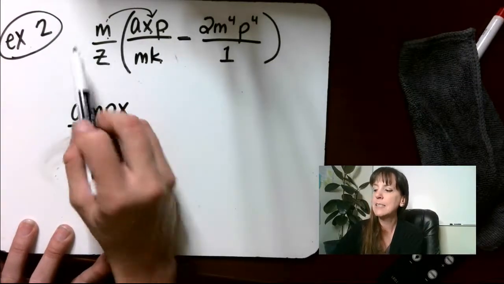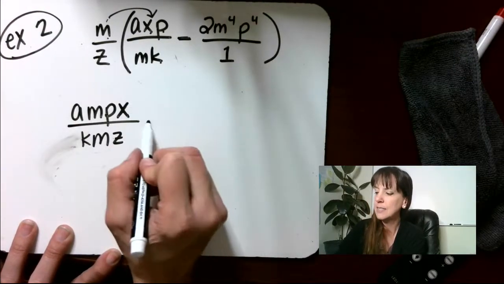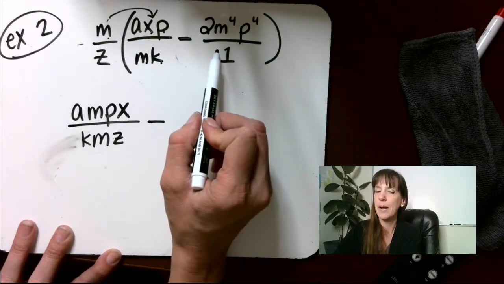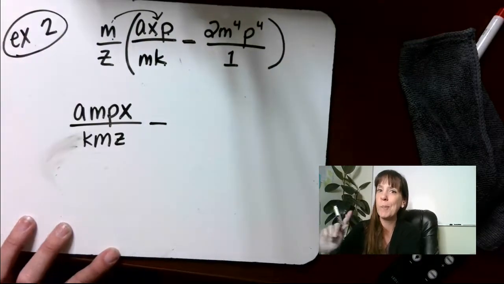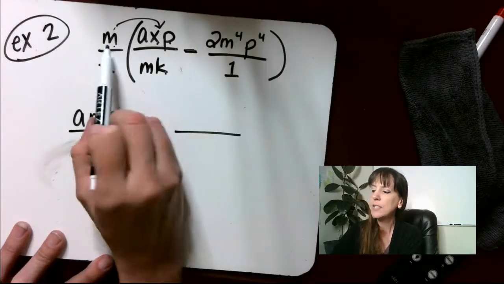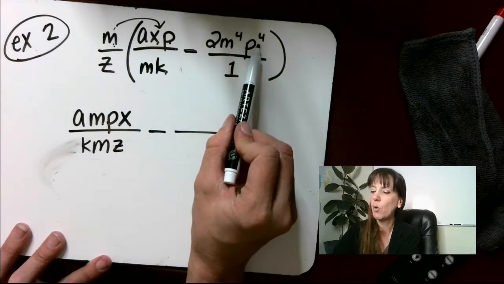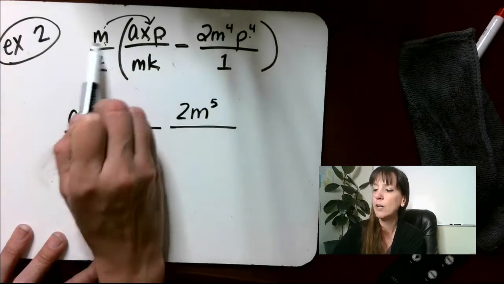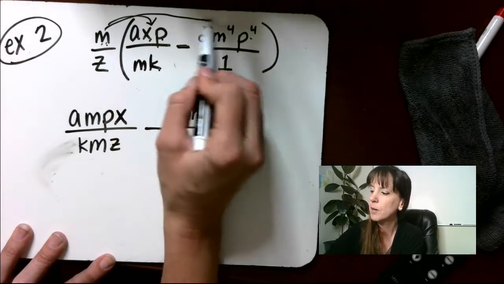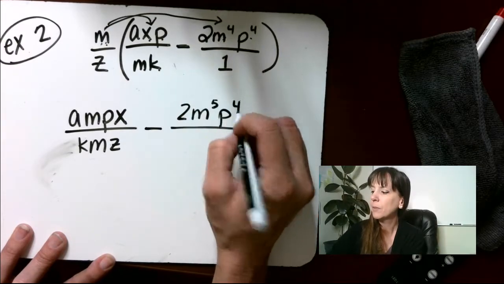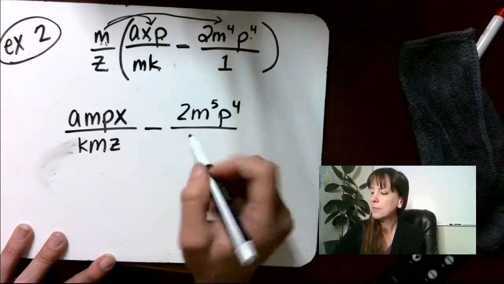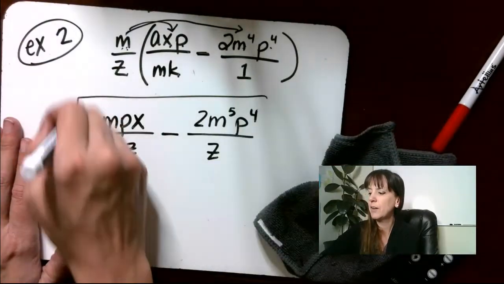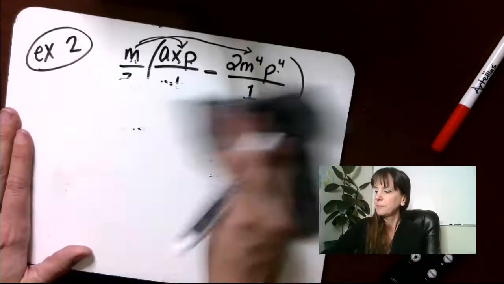Now, this is a minus, this is a plus, this is a negative, so this is going to stay a negative. If this was a negative here and we were distributing, we would have to make sure that this was a plus. So you've got to be real mindful of your signs. Now, upstairs, I have m times 2 m to the fourth p to the fourth. So that means I'm going to have 2 m to the fifth because I have 4 here plus that one. And then p to the fourth. Now, downstairs, I have z times 1, which is just z. So there's your answer. This is your simplified version, just like that.